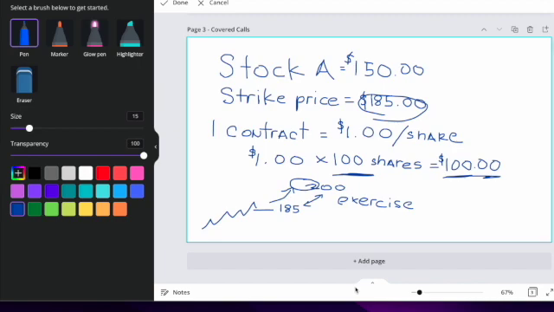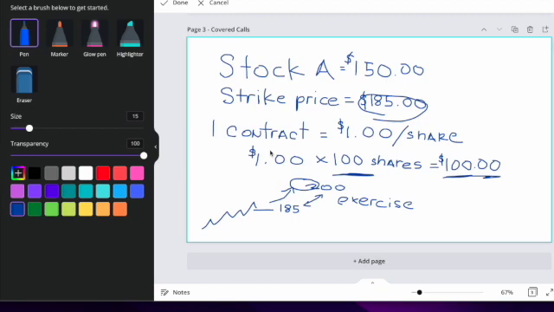A call option is a contract between a buyer and a seller of the call option to exchange a security at a set price. In this example, we see that stock A is currently at $150. We want the stock to arrive at a strike price of $185 so that we can what's called exercise our contract, right? And exercising the contract basically means to sell it.